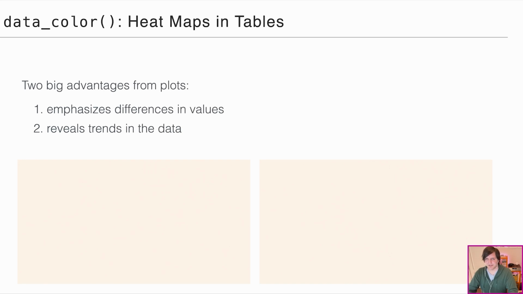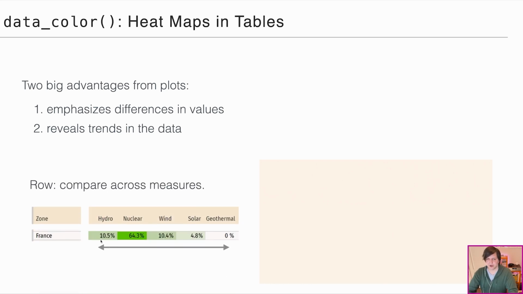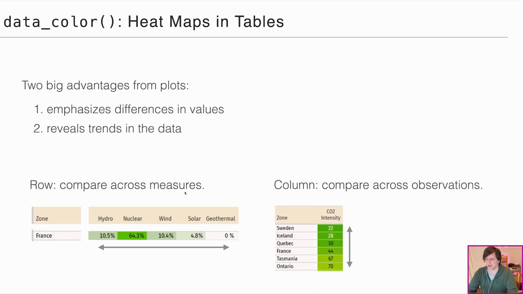So we get two advantages from providing heat maps in tables. We emphasize differences in values, and we also reveal trends in the data. So for instance, here we have this one row. We can scan across this row and see that in this case, nuclear is the dominant form of energy in France, just by looking at the color. We didn't even have to look at the value. And column-wise, we can compare across observations. If you're just looking at CO2 intensity, we can see that the top values here, they're ranked, but we can just see by color that these are the lowest CO2 intensity values.